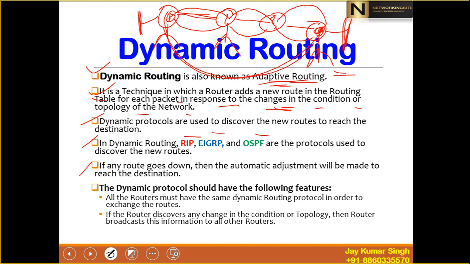If any route goes down, then the automatic adjustment will be made by the routers to reach the destination. Remember I told you, if there are any changes, automatically they say okay, no problem, let me exchange the real, means like exact information on how to reach that destination.